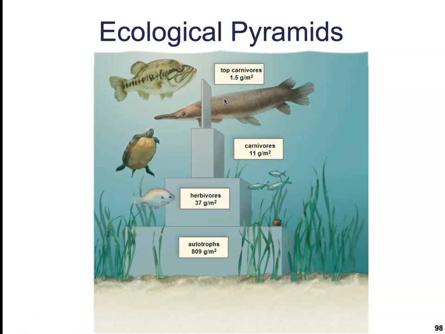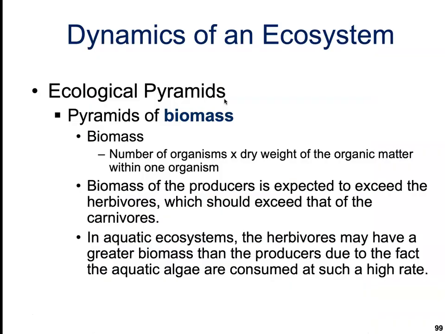In terms of our biomass, so the amount of species, physical dry mass of a species that can be supported in that particular area. So in those ecological pyramids, these are going to be pyramids of biomass. Biomass is the number of organisms times the dry weight of the organic matter within one organism. So the biomass of producers is expected to exceed the herbivores, which should exceed that of the carnivores because so much energy is lost from one trophic level to the next.